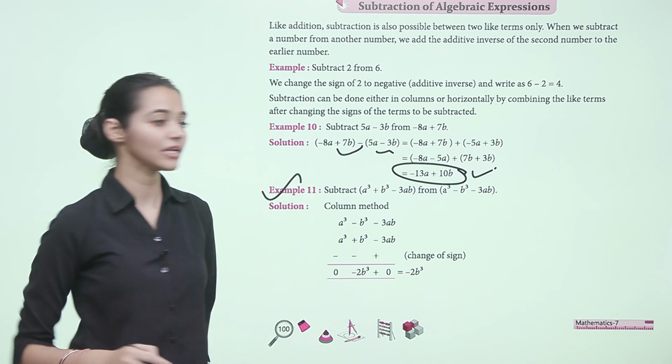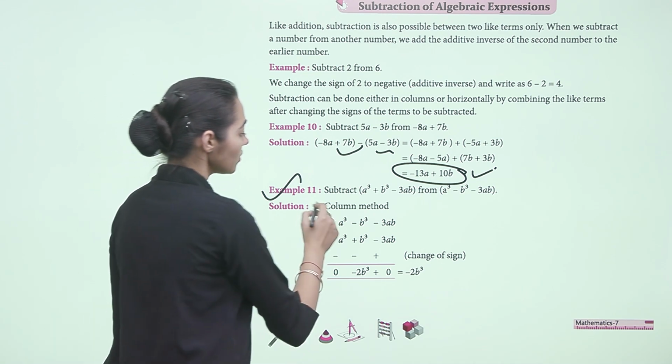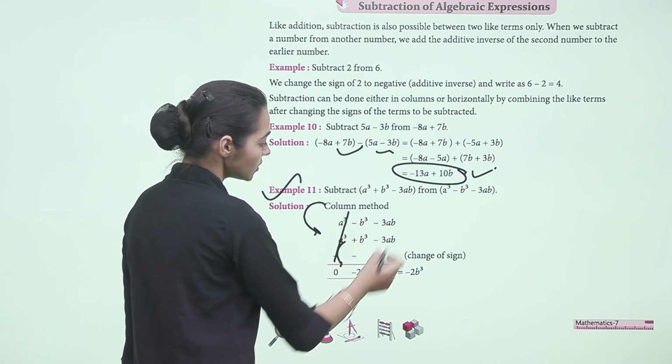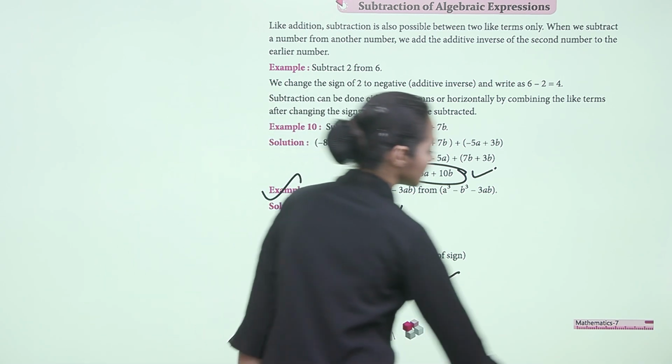Now here's our example number 11. Here we have to subtract this term from second one. So in the column method, a cube gets cancelled. It becomes 2b cube and this is also cancelled. So minus 2b cube is our answer.